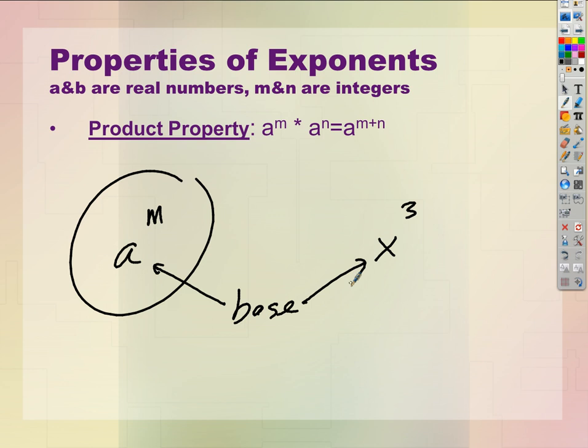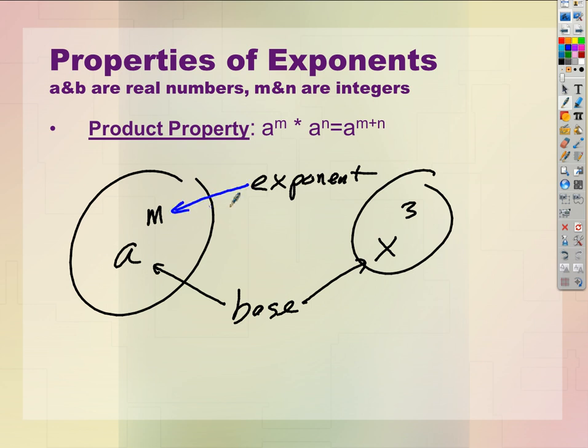X. Okay, and then of course when I say exponent, what am I talking about? 3 and M. Yeah, so it's going to be M or 3. And if I take this whole thing together, I would call a power. Okay? So A to the M we would describe as being a power. Okay.